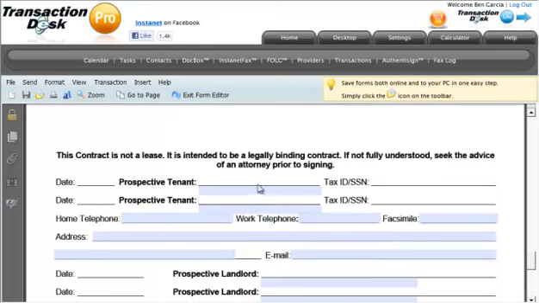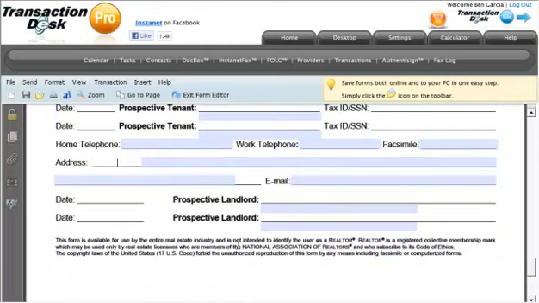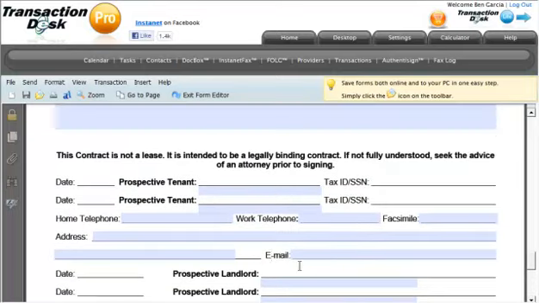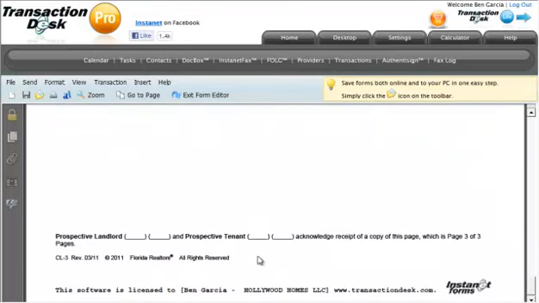The prospective tenant is going to sign here, put their social security number here, home telephone number, work number, whether they have access to a fax, their current address, and their current email. Same for the landlord, who is going to sign here. And do not forget that the contract does not stop here. You still need to initial these pages.